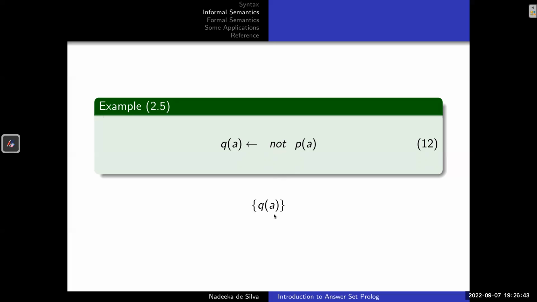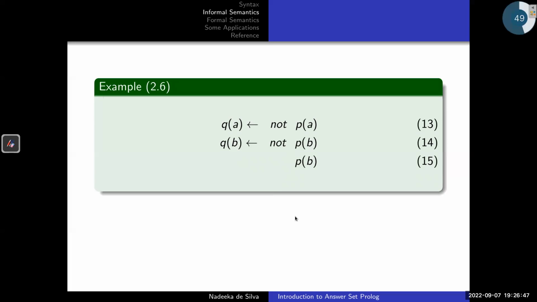Okay, so the answer set for this is QA. If I go into this program, here again, this fact is there. So I have to include that fact in my rule. I have to include the fact here in my answer set.